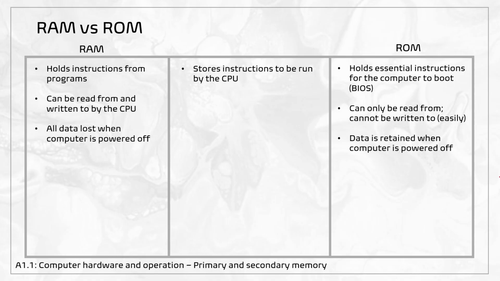While RAM's contents can be read from and edited by other computer parts, ROM's contents are read-only. Also, when the computer is turned off, RAM's contents are lost, while ROM's contents are preserved, of course to boot up the computer again.